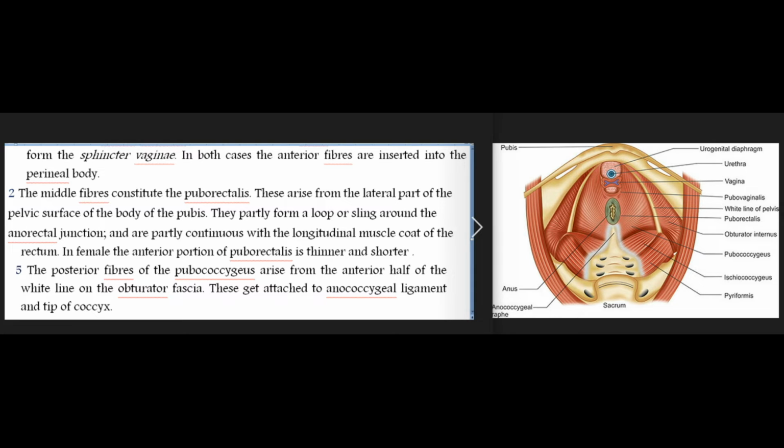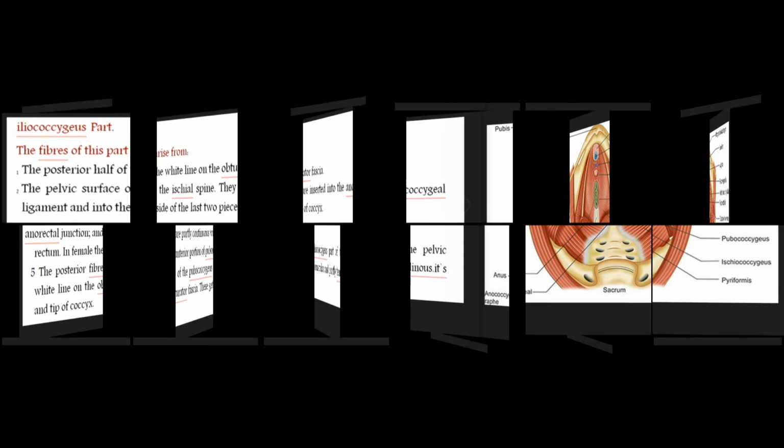2. The middle fibers constitute the puborectalis. These arise from the lateral part of the pelvic surface of the body of the pubis. They partly form a loop or sling around the anorectal junction, and are partly continuous with the longitudinal muscle coat of the rectum. In female, the anterior portion of puborectalis is thinner and shorter. 3. The posterior fibers of the pubococcygeus arise from the anterior half of the white line on the obturator fascia. These get attached to anococcygeal ligament and tip of coccyx.